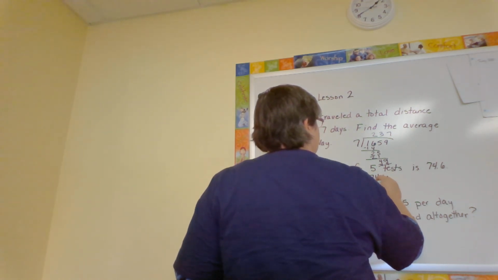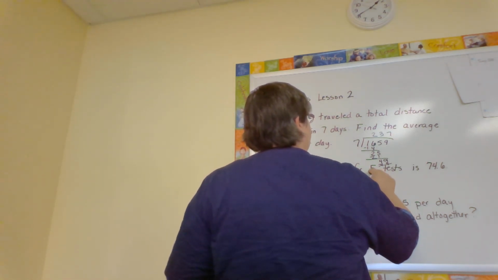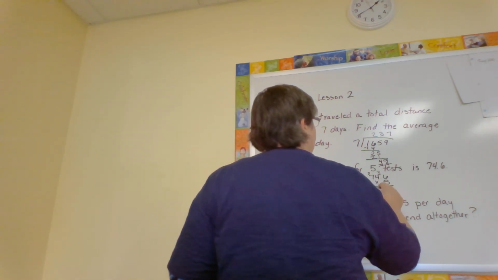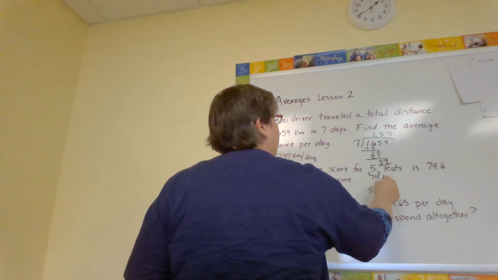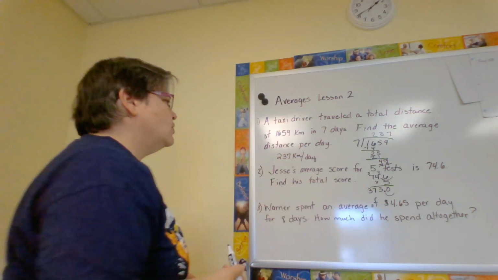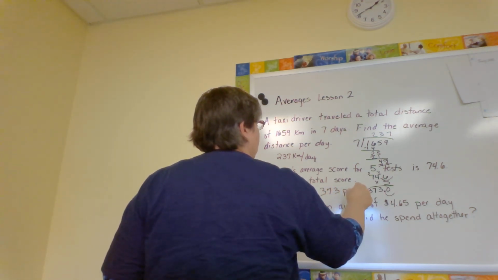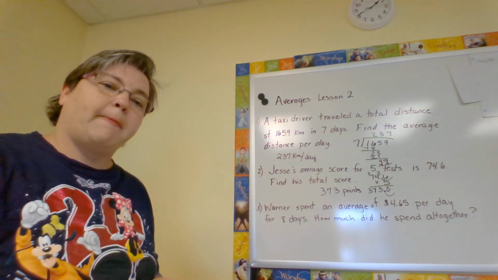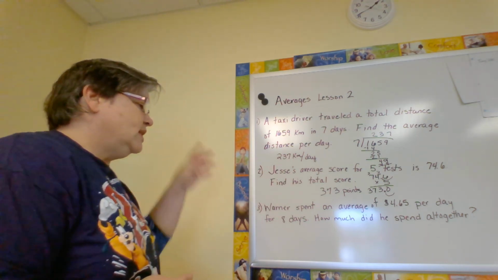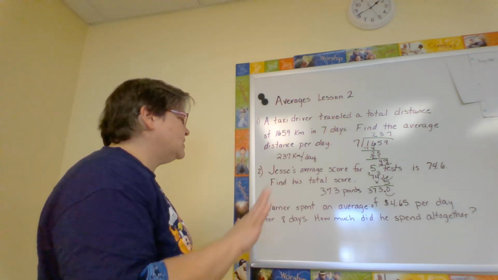74.6 times 5. 5 times 6 is 30. Carry your 3. 5 times 4 is 20 plus 3 is 23. 5 times 7 is 35 plus 2 is 37. And then we look here, 1 decimal place. So my decimal will be here. So the answer is his total score is 373 points. Okay? These are not difficult. And once you understand what averages are, and we did all of the activities with the Unifix cubes, this should be a piece of cake for you.